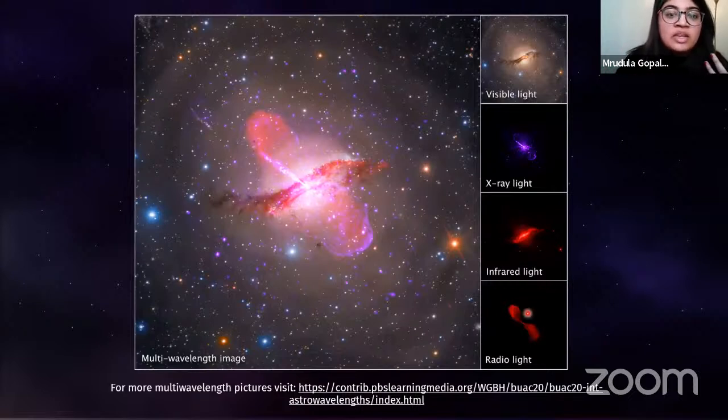Every galaxy has emission in all the wavelengths of light, and if you were to only observe one wavelength, you'd be missing out on a lot of information about the galaxy. So this is just to give you an overview of how light is used as a diagnostic tool.